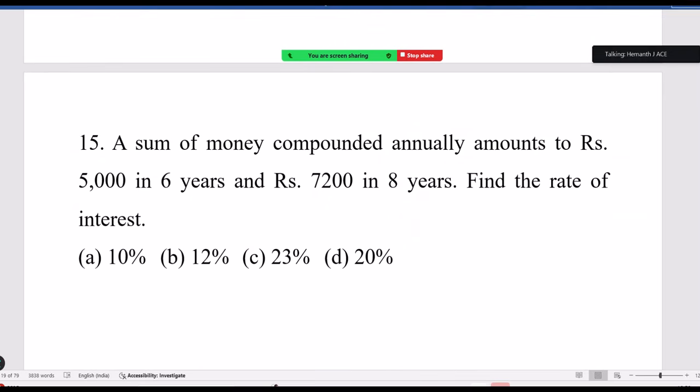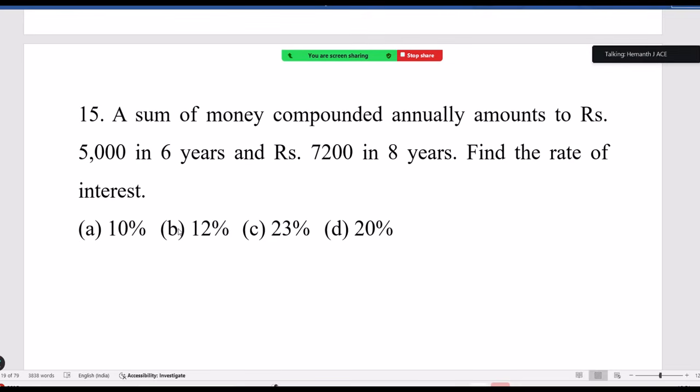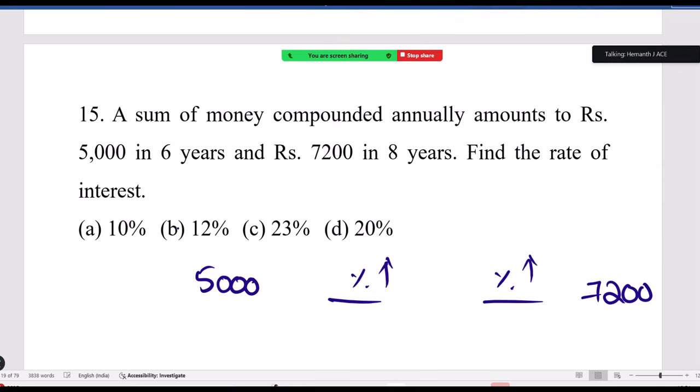In fact, compound interest is straightforward. What is the rate of interest? 5,000 in 6 years becomes 7,200 in 8 years. See, compound interest is pretty much related to profit percentage also. 5,000 increases 2 times, and it becomes 7,200. How can I say 2 times? 6 years to 8 years. 5,000 increases by some percentage, again some percentage, and it becomes 7,200 in 2 years only.